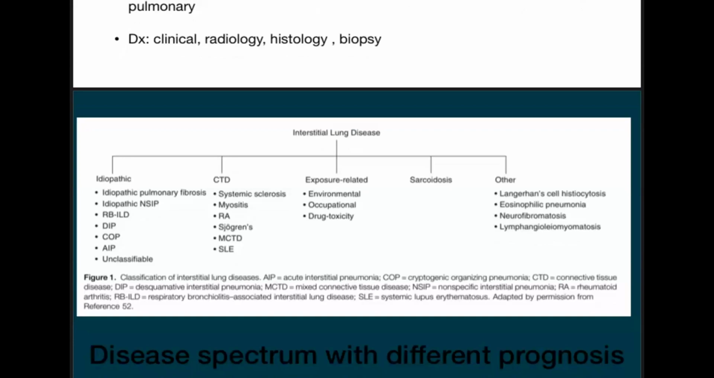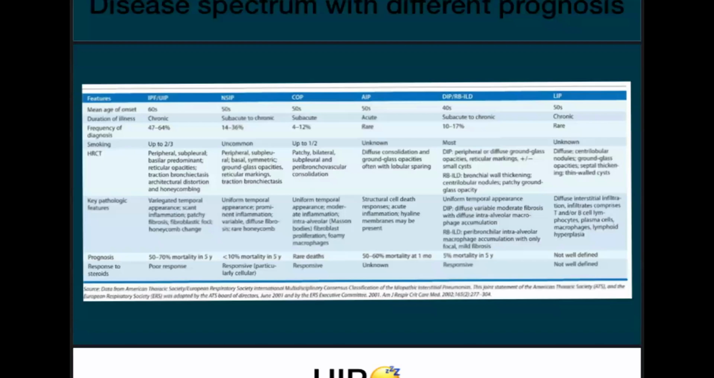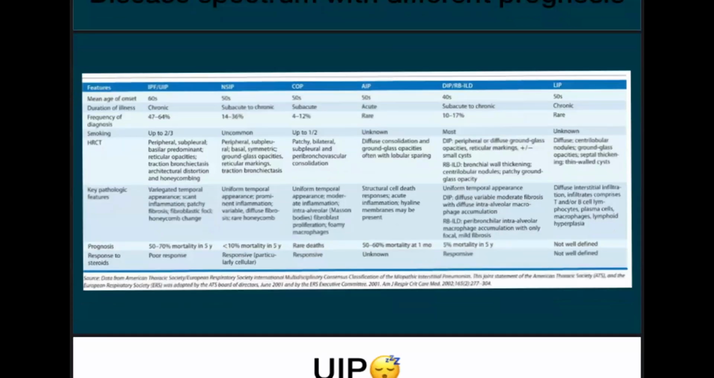So this table just gives you a clue on how complicated it is to make this diagnosis. For instance, if you look at the interstitial lung disease with the worst prognosis, which is idiopathic pulmonary fibrosis, usually the onset is chronic.